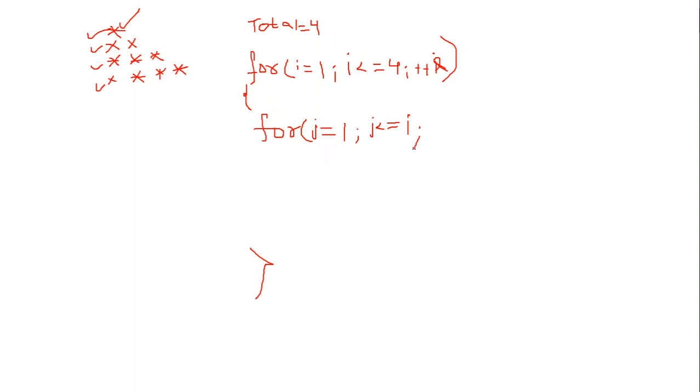And then j plus plus. After that I will write System.out, I am writing in short, and then print. Notice one thing: I am not writing println here, otherwise our line will change. So I am writing print only, and inside this I will print a star.